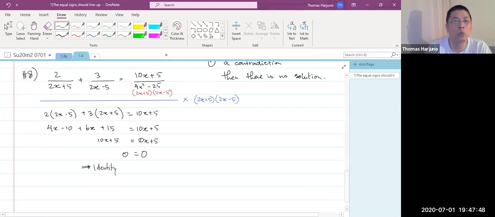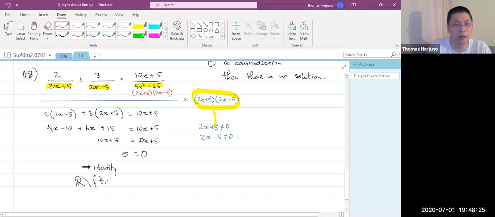Now, what are the numbers not in the domain? The numbers that make the denominator 0. Or to be more precise, you can just look at this and see what makes it 0. That's the number you need to avoid. So 2x plus 5 cannot be 0, and 2x minus 5 also cannot be 0, because if it is 0, it will be undefined. So the solution will be all real numbers except 5 halves and negative 5 halves.